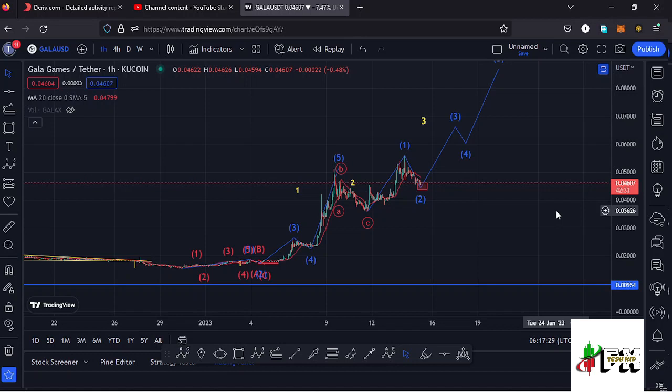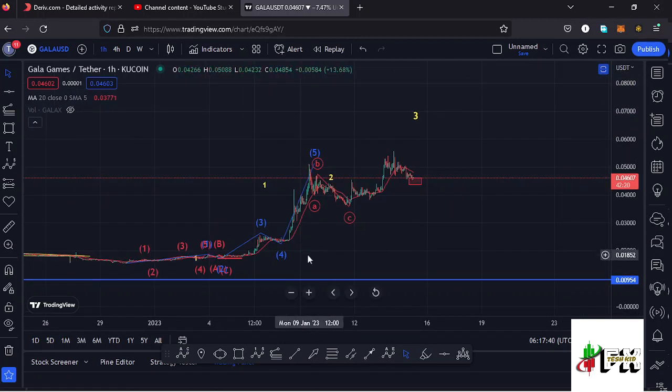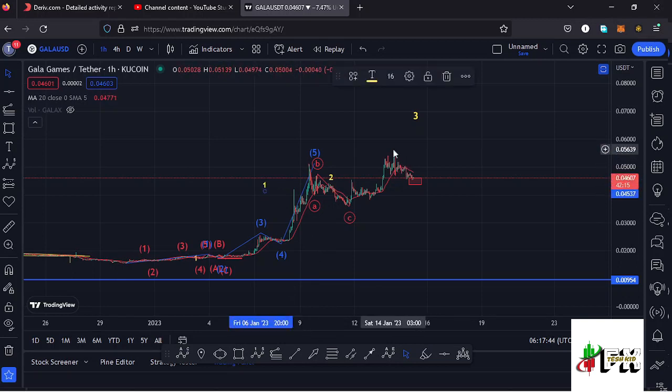The other ED12 structure that we can have over here, and I can first remove this one that I have sketched out at the moment, we can have this higher ED12 count 1 making its peak at around the $0.05639 mark.